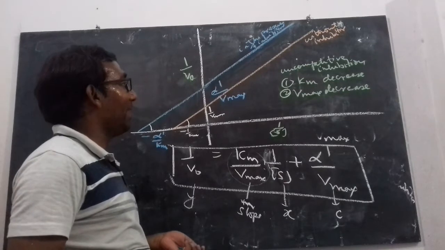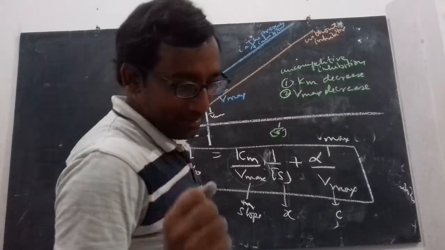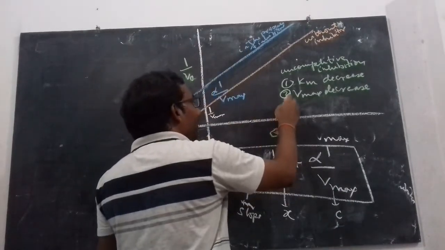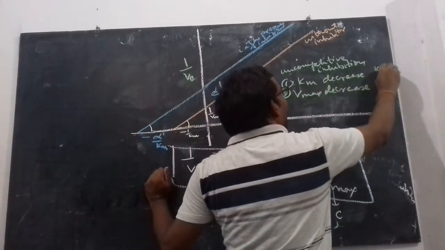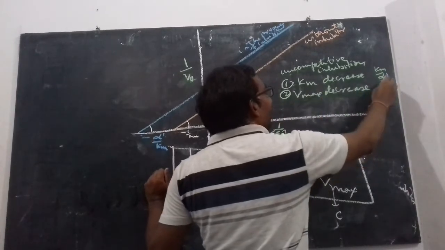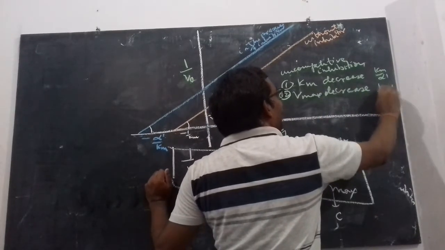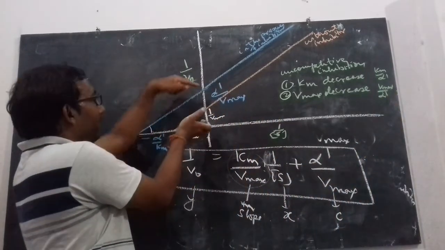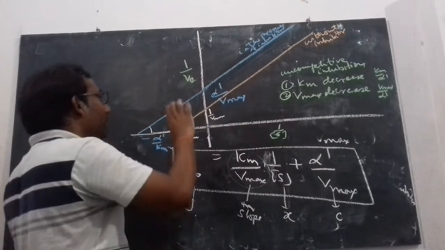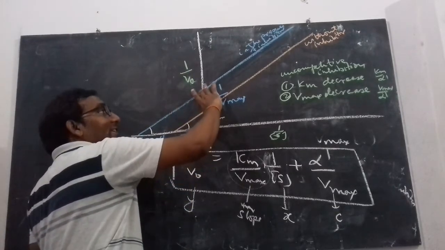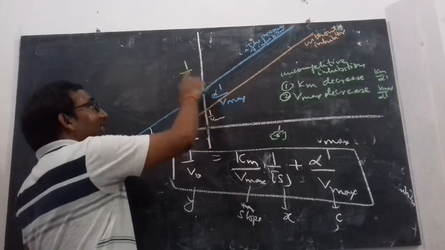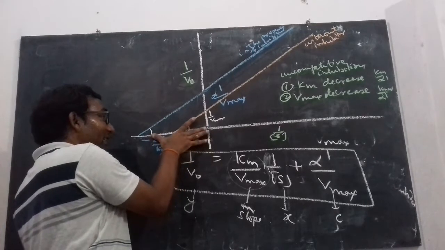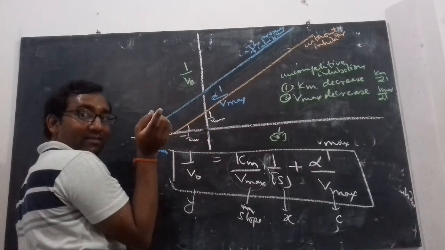The new Km will become Km by alpha dash, and Vmax will also decrease. Instead of Vmax, now you will write Vmax by alpha dash. Both the value of Km and the Vmax are decreasing. You have to understand this point, that this is not an increase, this is a decrease. Why? Because this is 1 by V naught. Similarly, when you go farther from the origin, this is not increasing, this is decreasing.